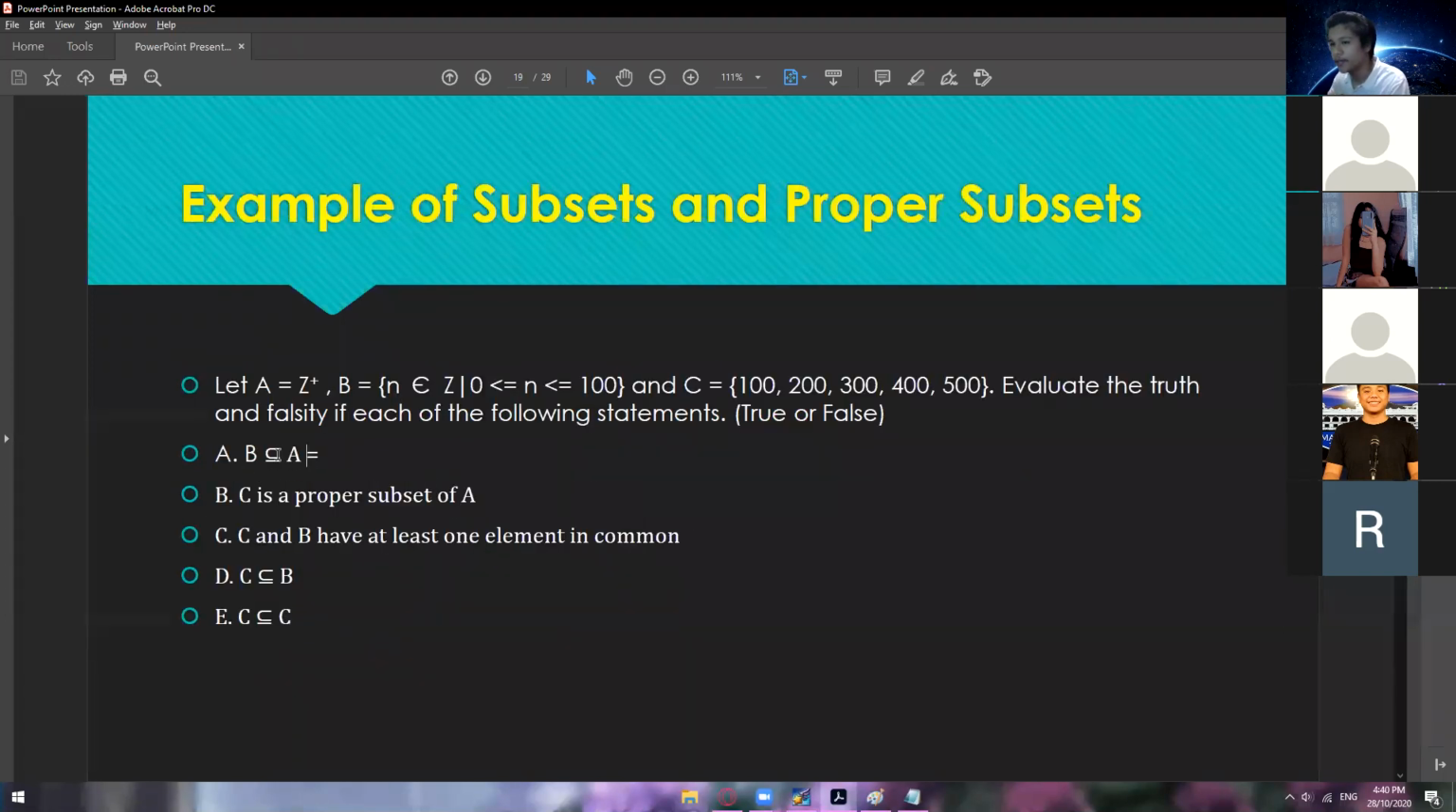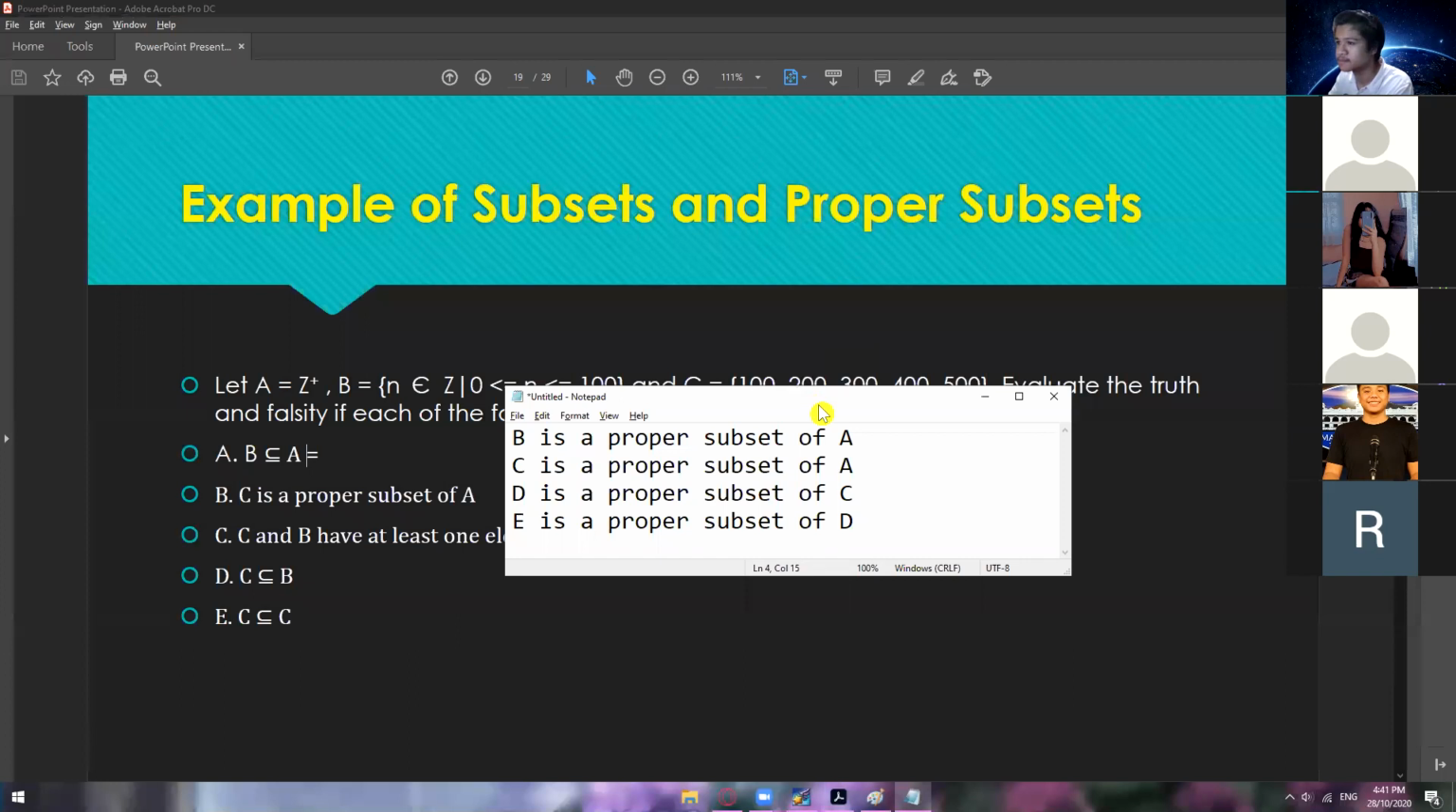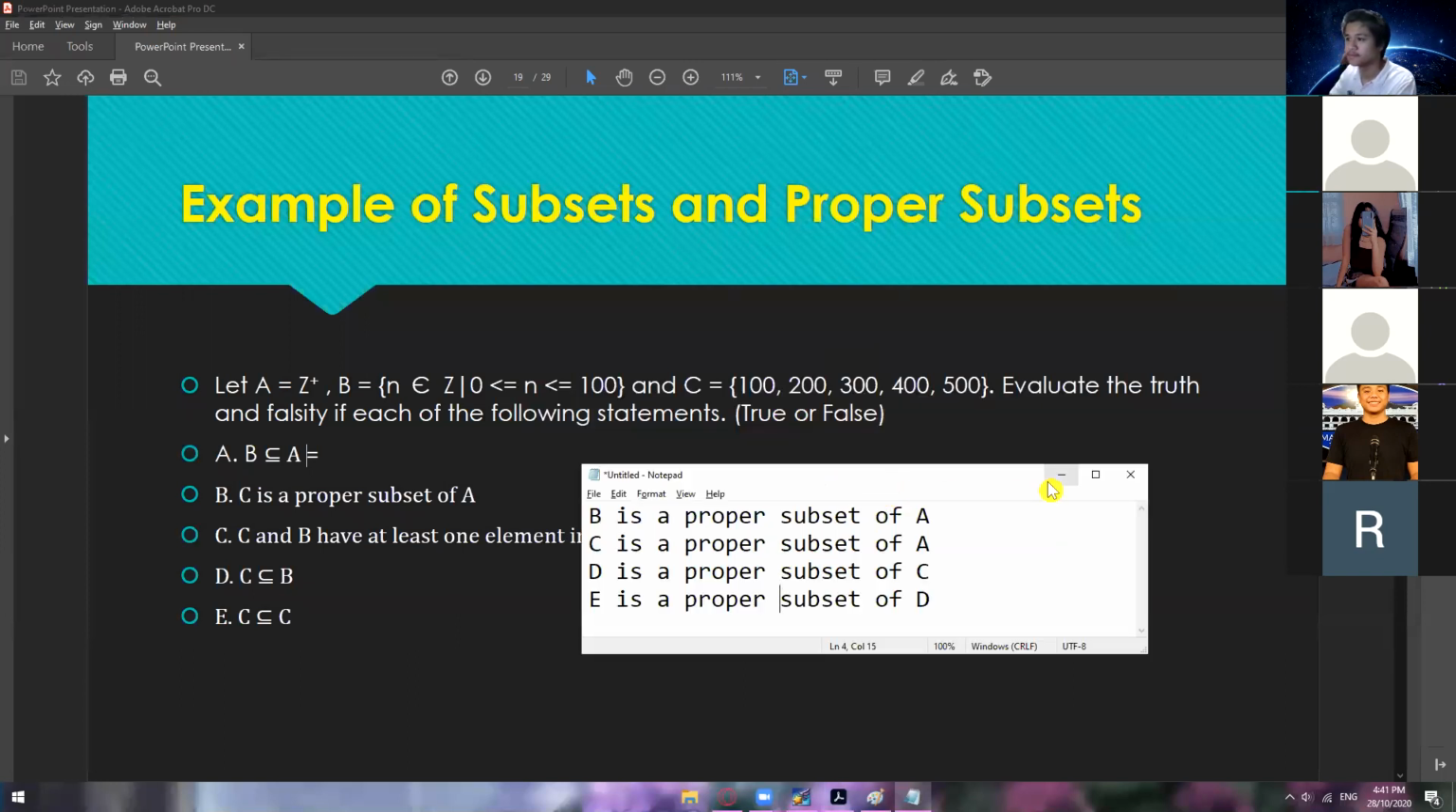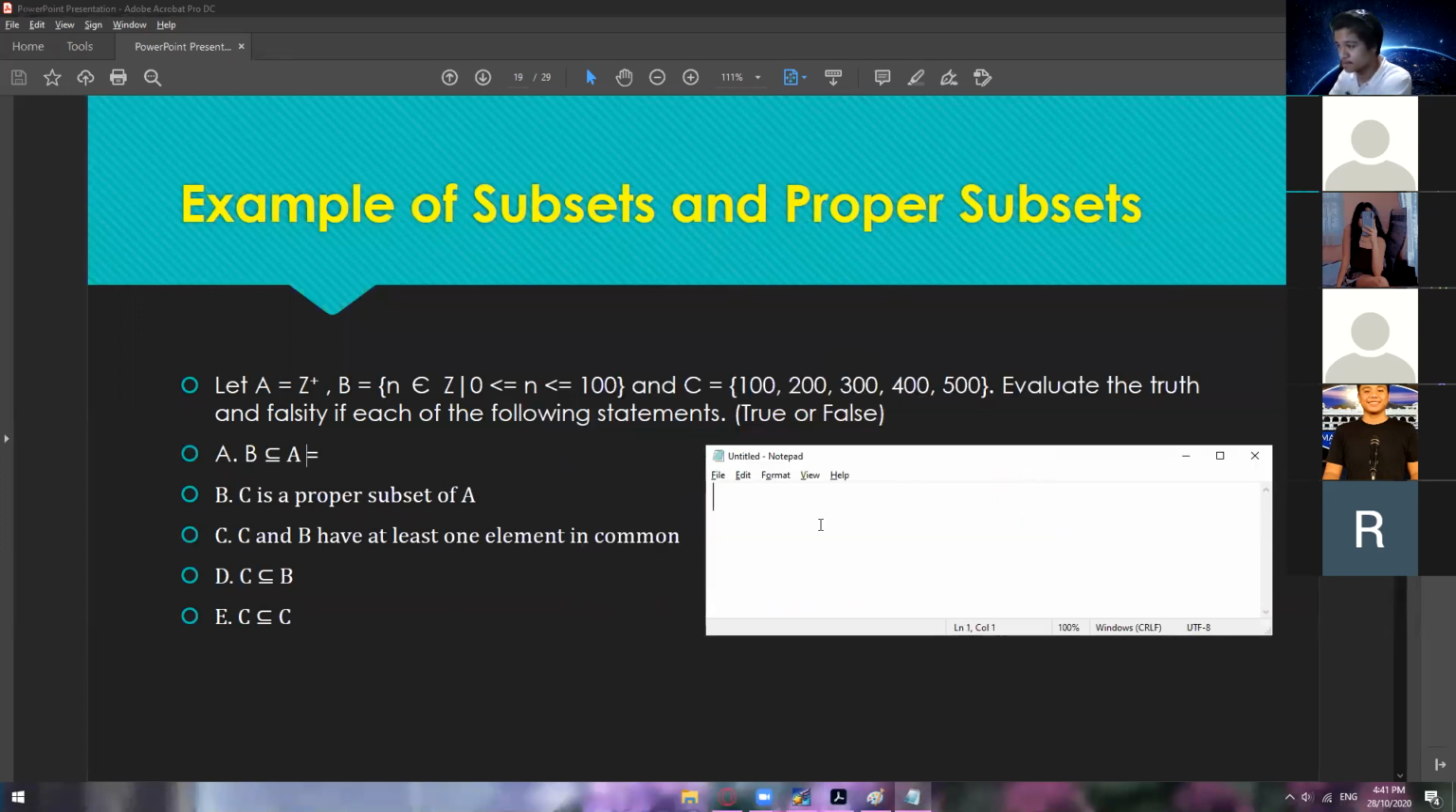Okay, so for letter A, is B a subset of A? Is B a subset of A? True or false? False. Why false?